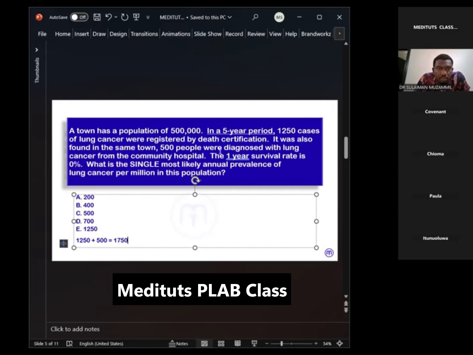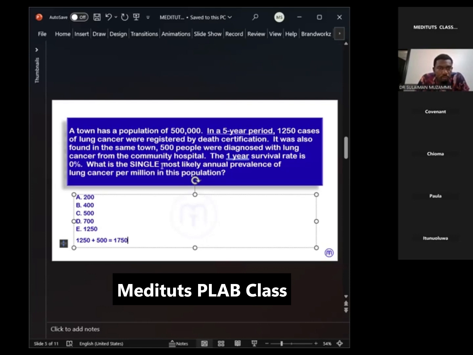The 1-year survival rate is 0%. So it means nobody survived lung cancer beyond 1 year. So we don't expect these data to be overlapping each other. That is most likely the new people, those people who died had not been alive for so long and so on.